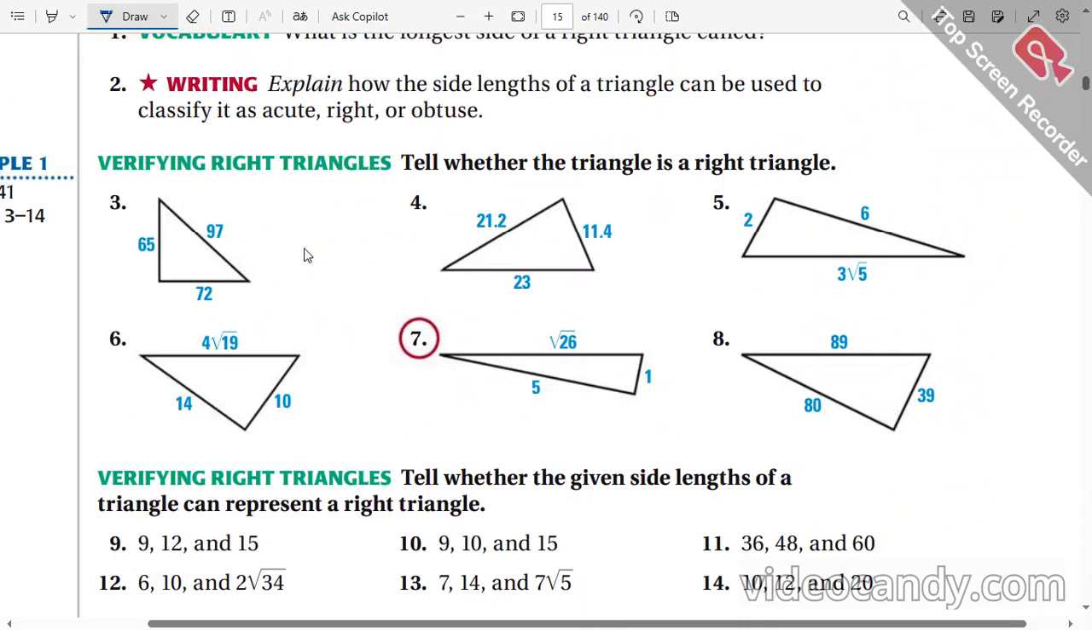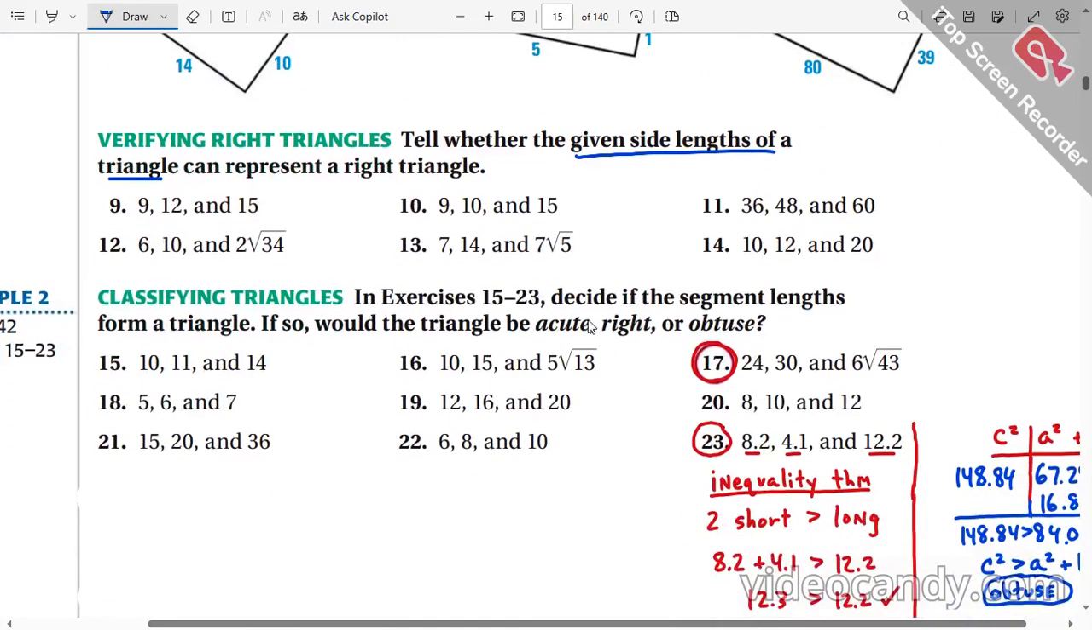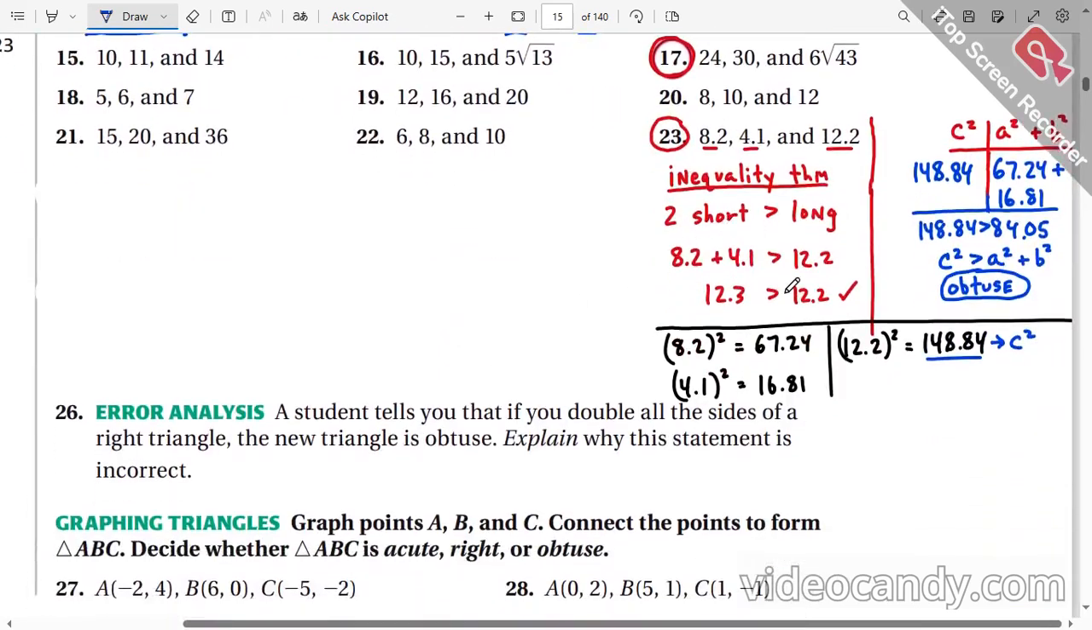So in this section here, you don't have to do the inequality theorem. We can see it's already a triangle. In the next section here, it says the given side lengths of a triangle, so you don't have to test the inequality theorem. But in this section right here, it says first decide if the segment lengths form a triangle, then determine if it's acute, right, or obtuse. So only in this section is where you're doing the two steps.